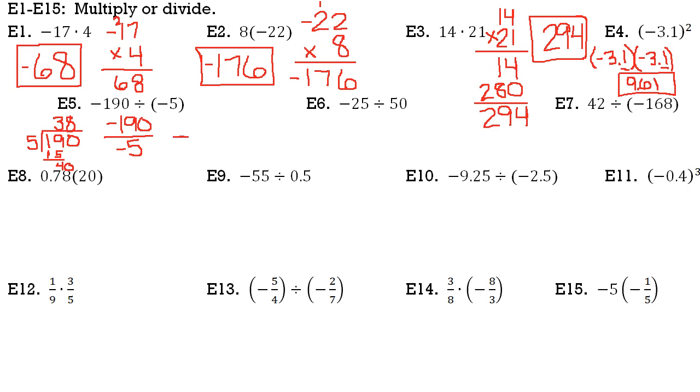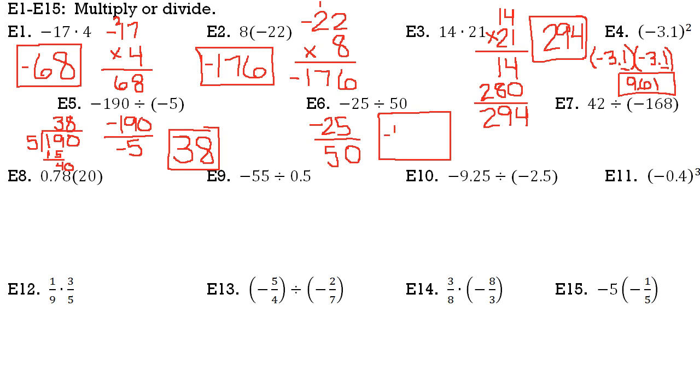And since it was a negative divided by a negative, your final answer should be a positive. All right, negative 25 divided by 50. 25 is just half of 50. And I think most of you probably knew that. So in the end, I'm not going to worry about doing much more than just calling this negative 1/2.